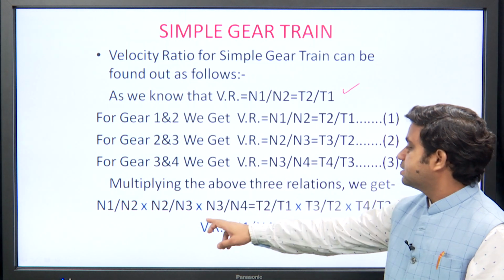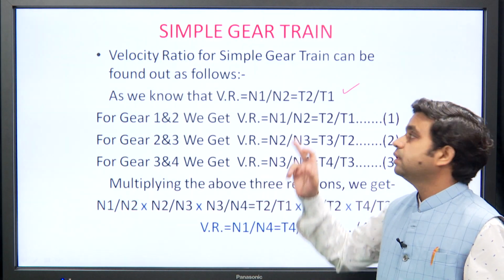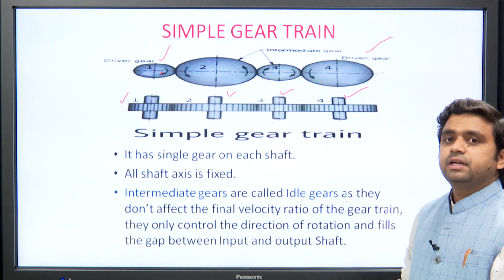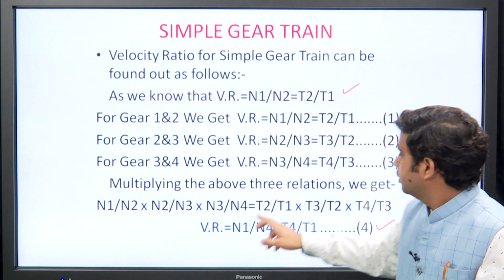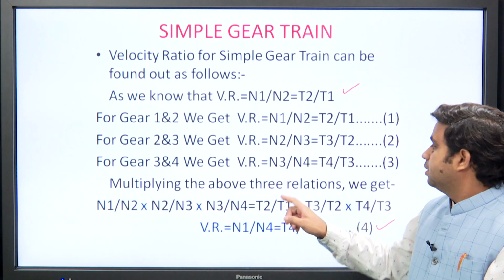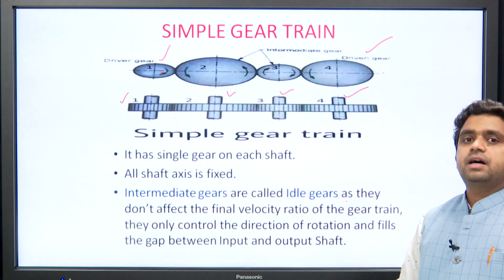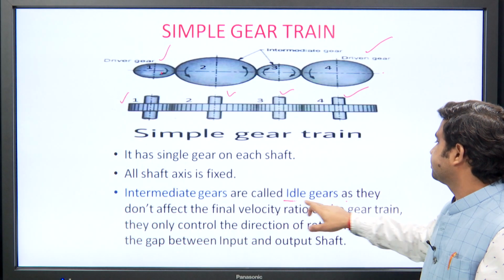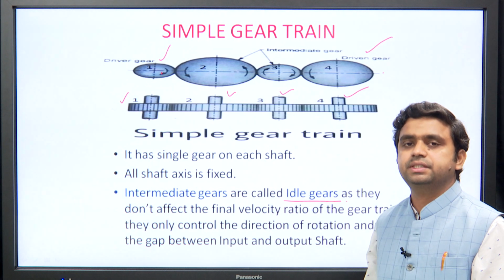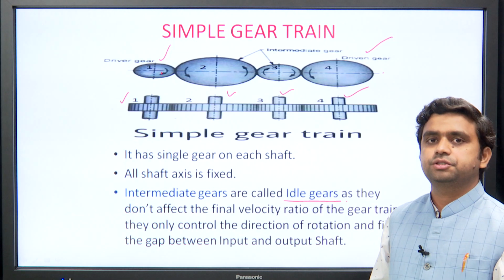We can see in this formula that there is no participation of gear 2 and gear 3 in the calculation of velocity ratio of simple gear train. That is why gear 2 and gear 3 are called idle gear, because there is no participation of the gear 2 and gear 3 in the calculation of velocity ratio of simple gear train.